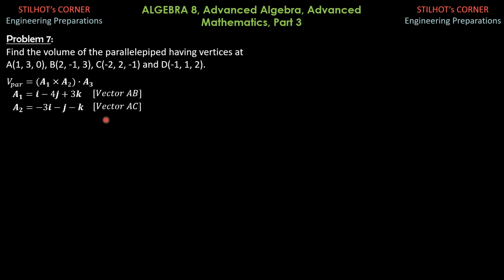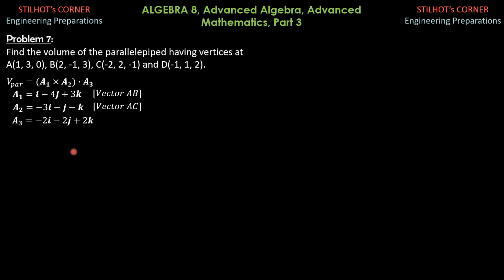And the last vector A3 is terminal minus initial. So negative 1 minus 1, that's negative 2j; then 2 minus 0, positive 2k. So negative 2i, negative 2j, positive 2k. These are the three vectors.